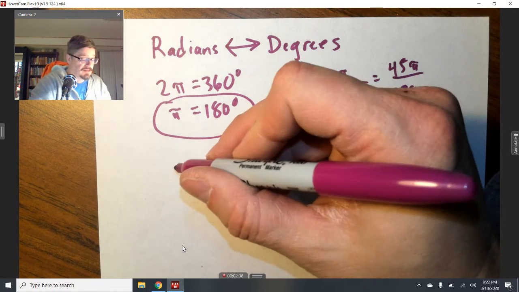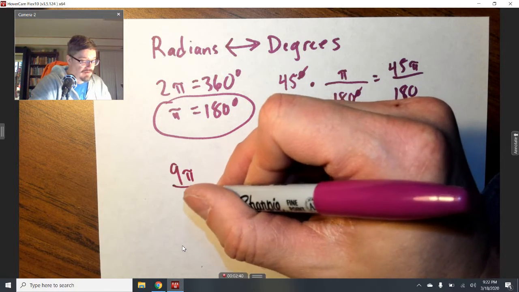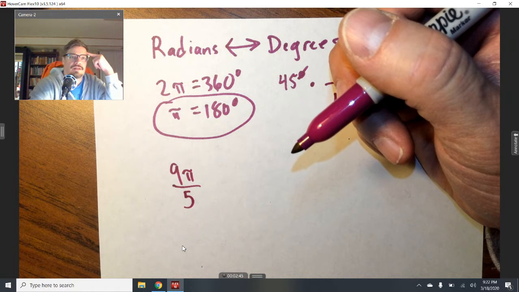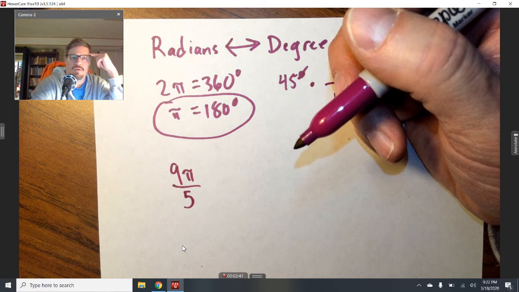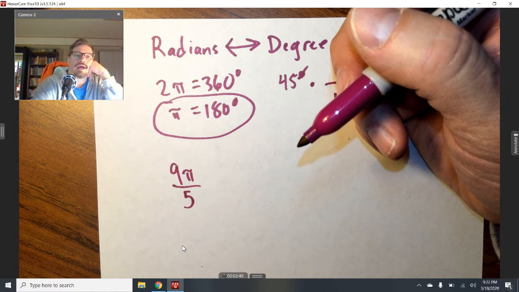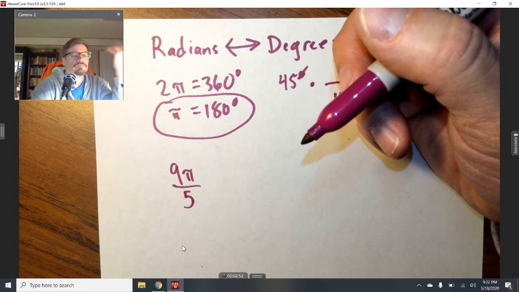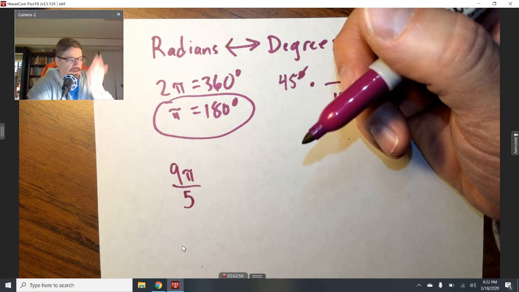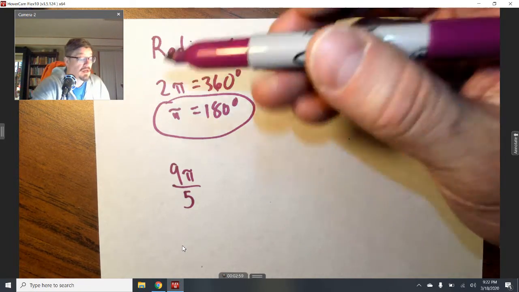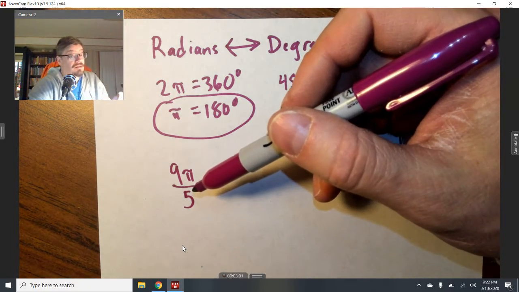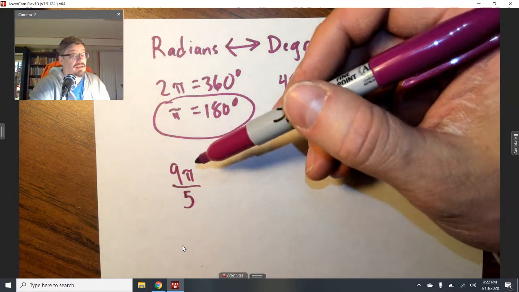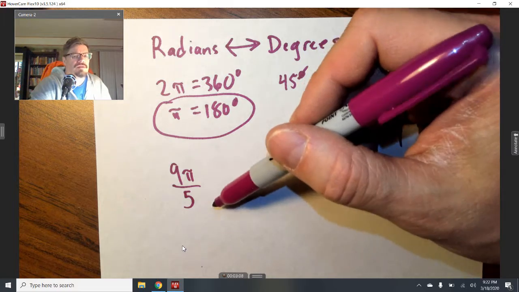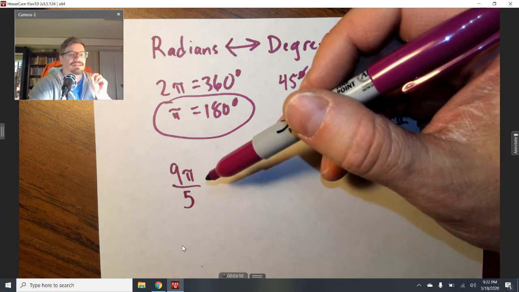So, for example, let's say that I have 9 pi over 5. I have no idea what that is in degrees, but visually, mentally, because I've been a student of math for a while, I know 9 pi over 5 is pretty close to 360 degrees. I just know that because 10 pi over 5 reduces to 2 pi, and 2 pi is 360. So this is pretty close to 360, but I want to know exactly what it is.